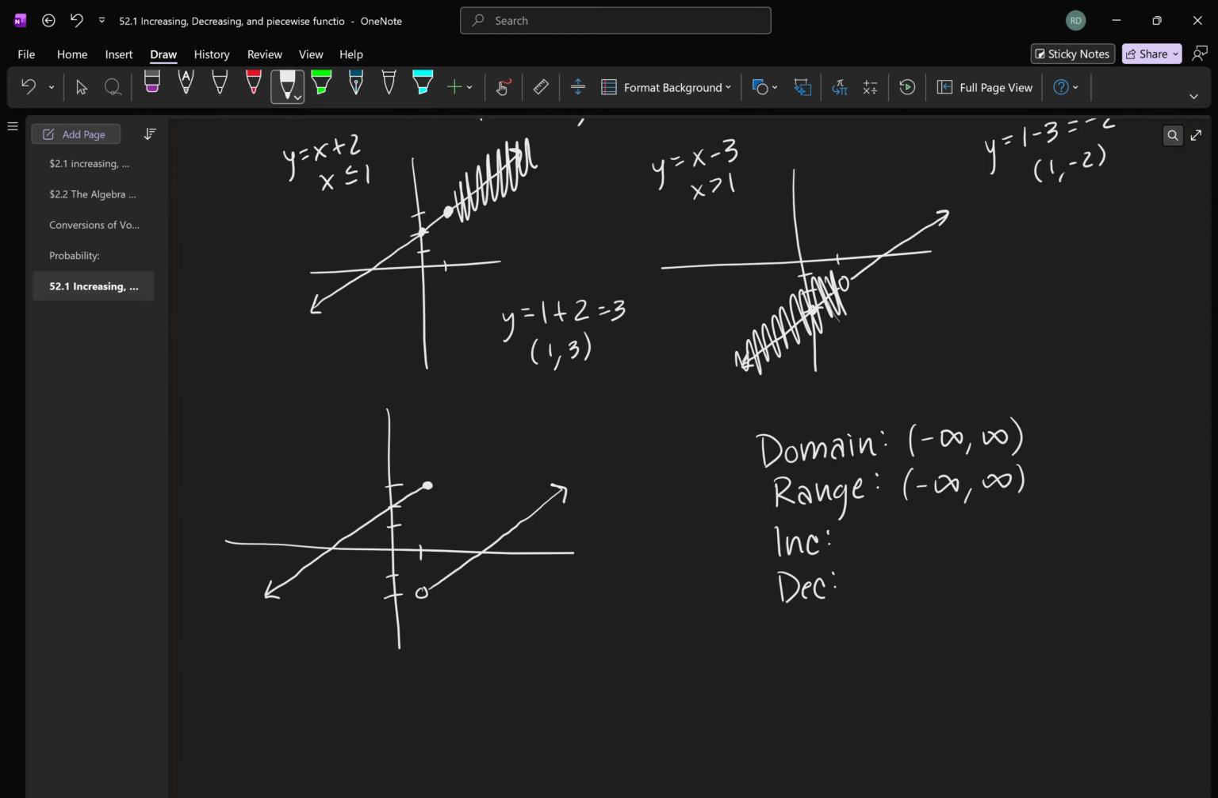So increasing is going to be the same thing because we have two sections for increasing. So just like the domain, we get -infinity to 1, union 1 to infinity. So that's going to end up being -infinity to infinity. And then there are no points on which this function is decreasing. So for decreasing, you write none.